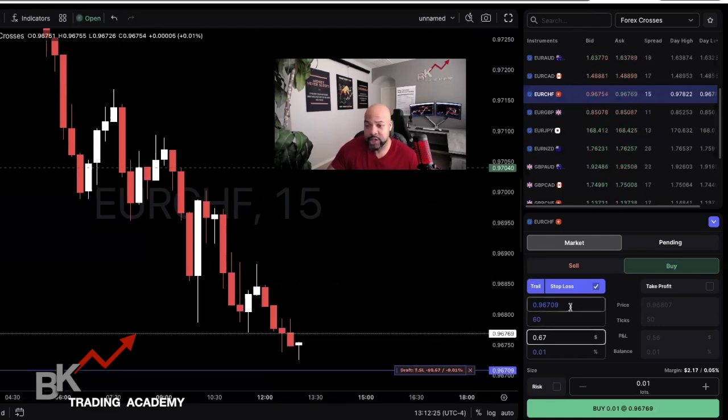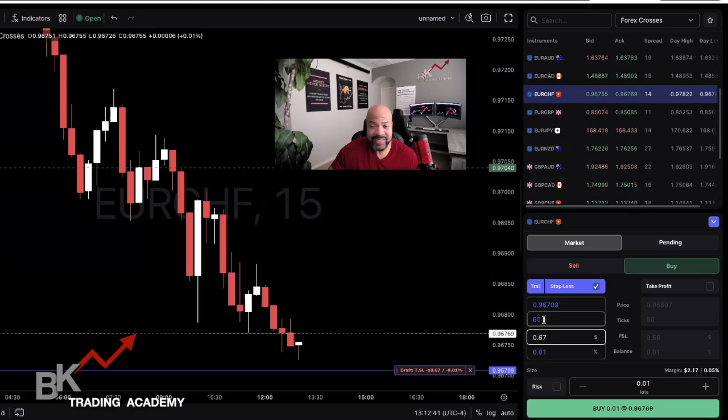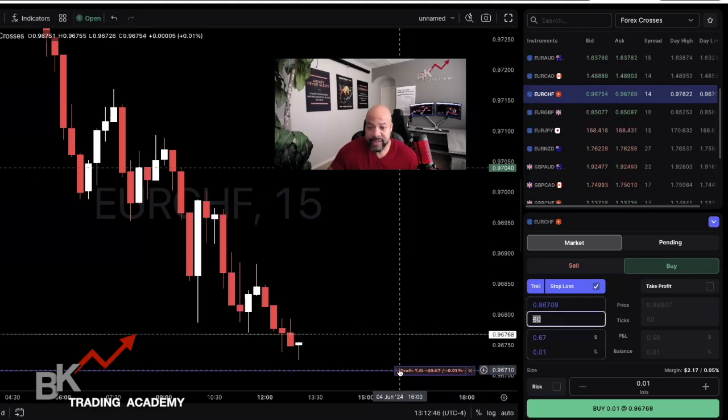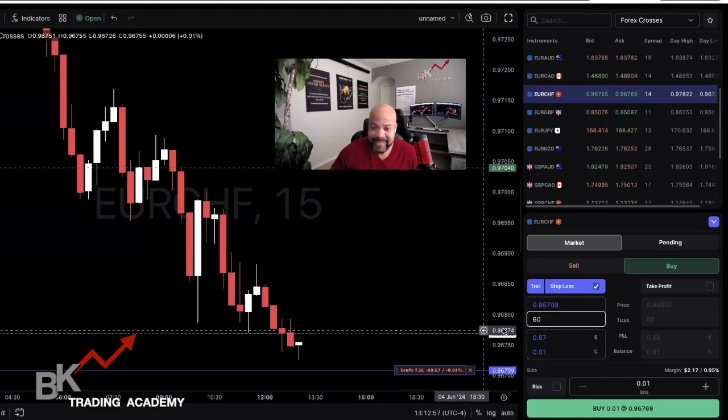Now I like this because you can set your trailing stop loss based on the price. So whatever price you want it to trail, how many pips or ticks you want it to trail, or a dollar amount or a certain percentage of your account. What I like to do typically is how many ticks. So I'm going to risk about 60 pips or ticks, and I'm going to just type 60 in here. And then you can see this is my stop loss line right here, trailing price.